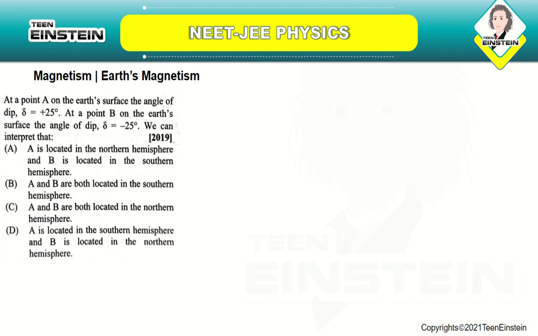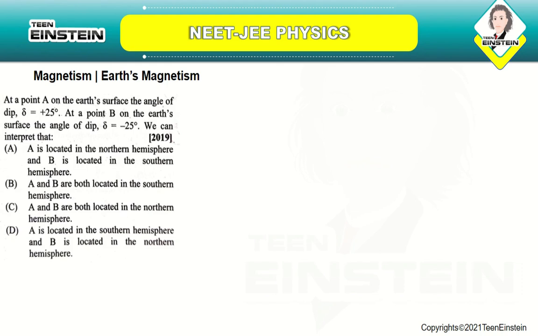At a point A on the Earth's surface, the angle of dip delta is equal to plus 25 degrees, and at a point B on the Earth's surface the angle of dip is minus 25 degrees. Okay, we can infer that: A is located in the northern hemisphere and B is located in the southern hemisphere; A and B are both located in the southern hemisphere; A and B are both located in the northern hemisphere; and A is located in the southern hemisphere and B is located in the northern hemisphere.